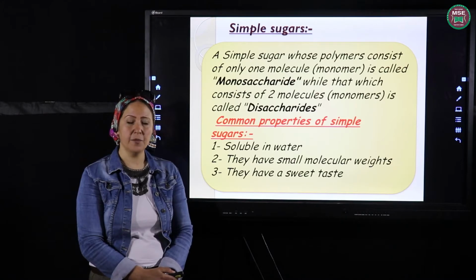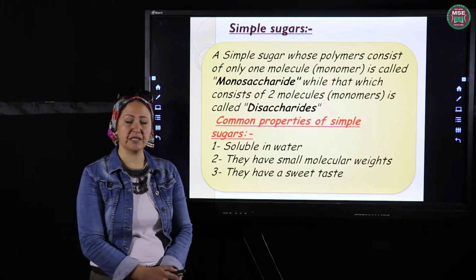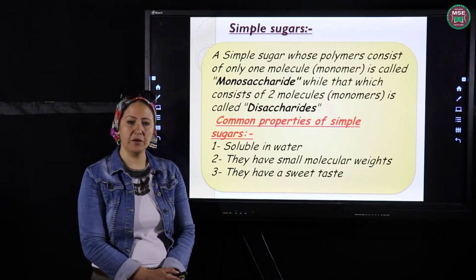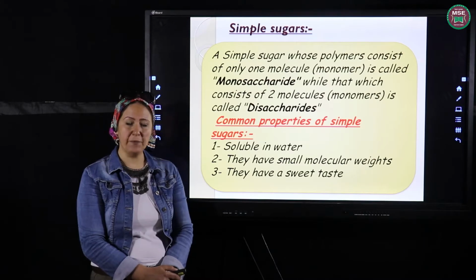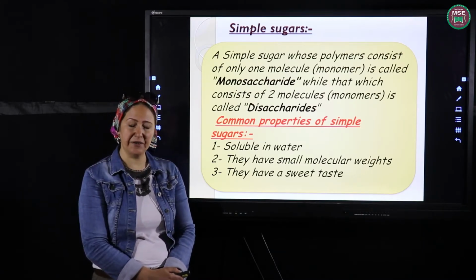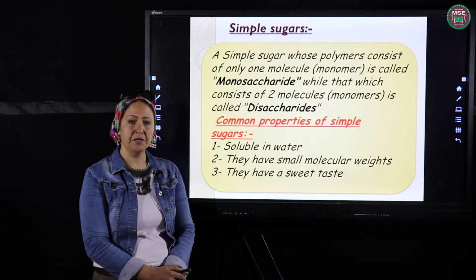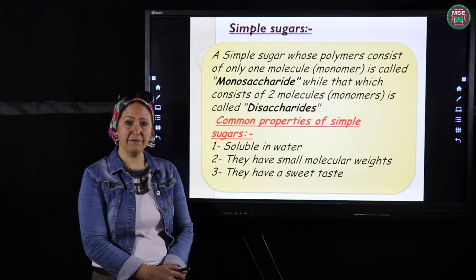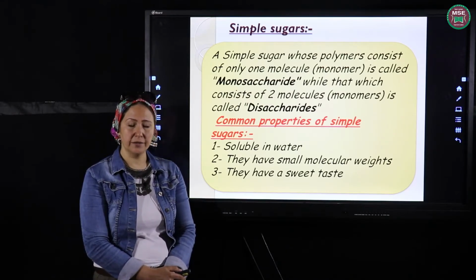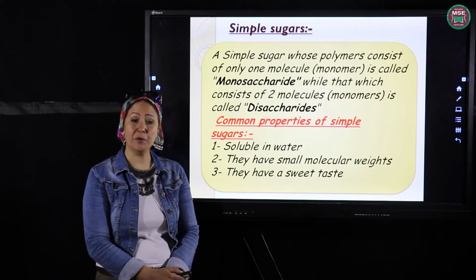Also we have the properties of simple sugar. The simple sugar is soluble in water, or dissolves in water. Number two, the simple sugar has low molecular weight, as the polymer here consists of only one monomer or two monomers joined together, so all the simple sugars have low molecular weight. Number three, all the simple sugars have a sweet taste.